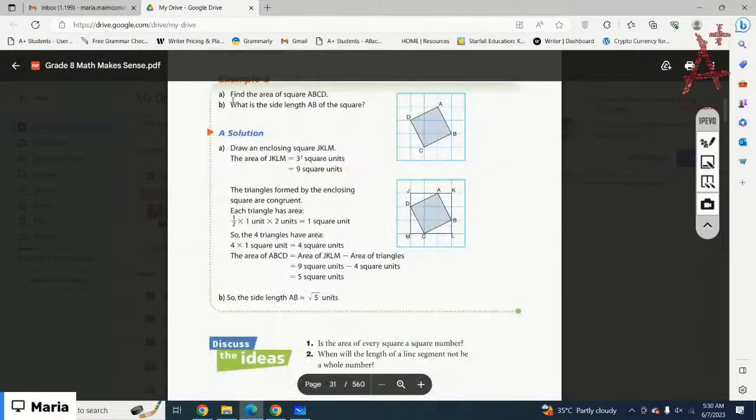Okay, find the area of square ABCD. What is the side length AB of the square? The triangles formed by enclosing the square are congruent. Each triangle has area half times 1 times 2. You have to enclose the square because you want to make the triangles. Got it?